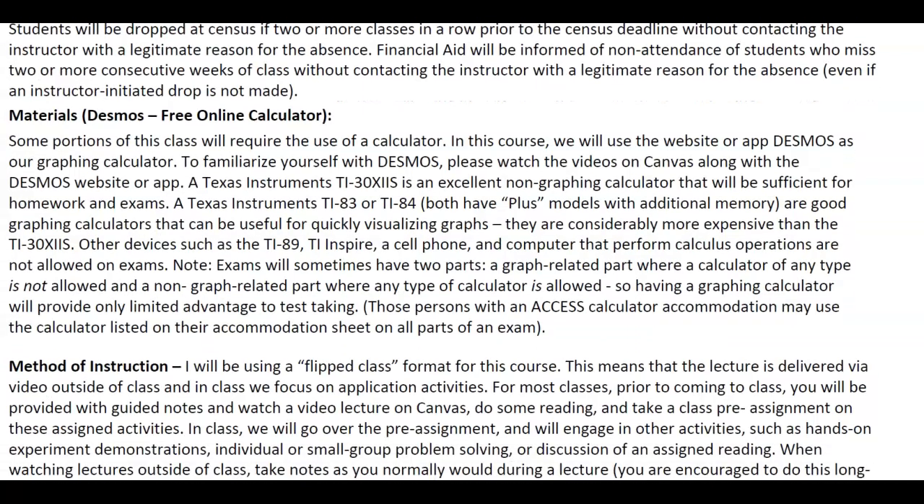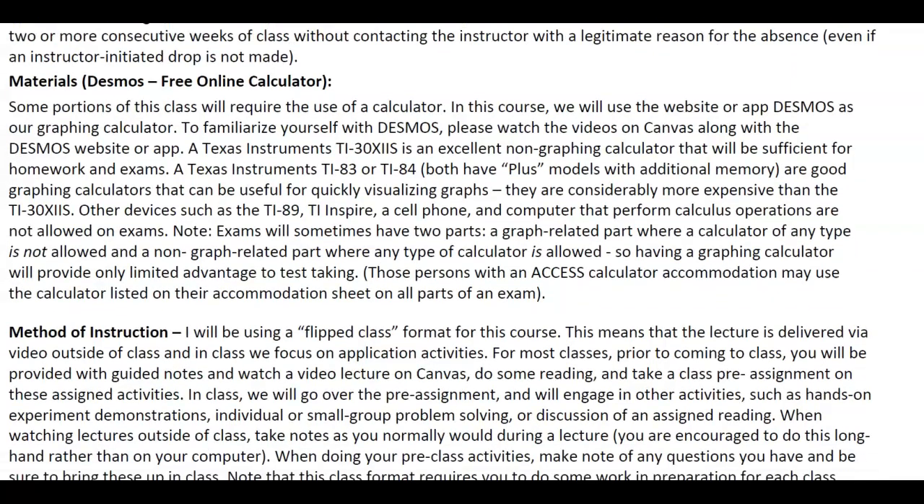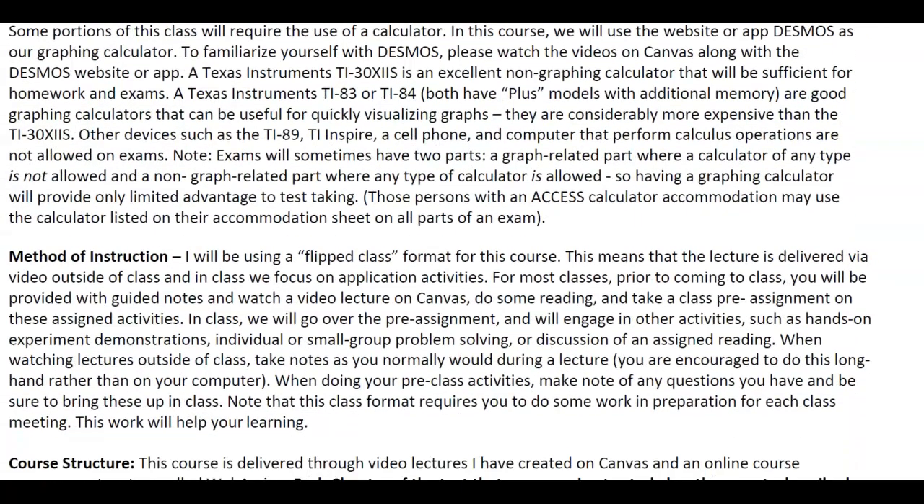Now note, exams will sometimes have 2 parts: a graph-related part where a calculator of any type is not allowed, and a non-graph related part where any type of calculator is allowed. So having a graphing calculator will provide only limited advantage to test taking. Those persons with an access calculator accommodation may use the calculator listed on their accommodation sheets on all parts of the exam.